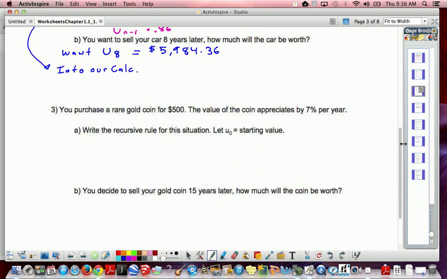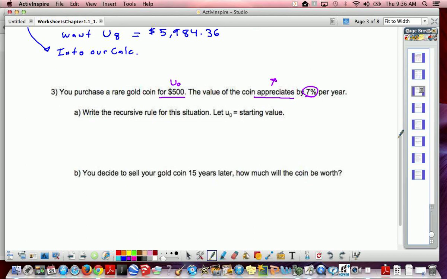All right, let's take a look at number 3. Number 3 says you purchase a rare gold coin for $500. Okay, so this is going to be our starting value. That's going to be our u sub 0. The value of the coin appreciates. It's going up by 7% per year. So I got my percentage there. Write a recursive rule for this situation.